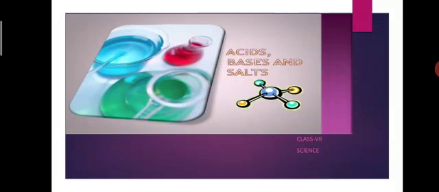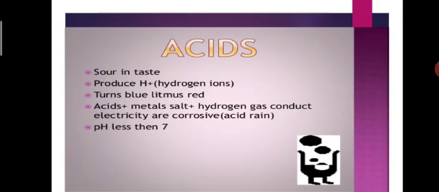Today we are going to start our class 7 chapter Acid, Base and Salt. Okay, students? So now let's start. What is acid? Students, you all have to know what acids are. So here we are going to discuss some characteristics of acids.